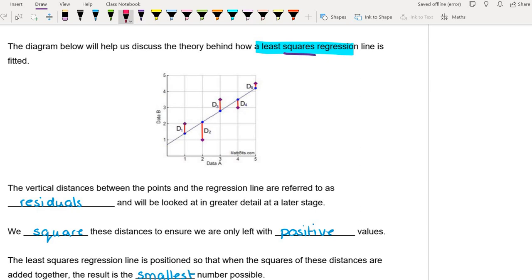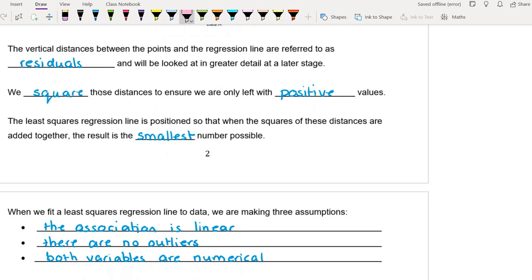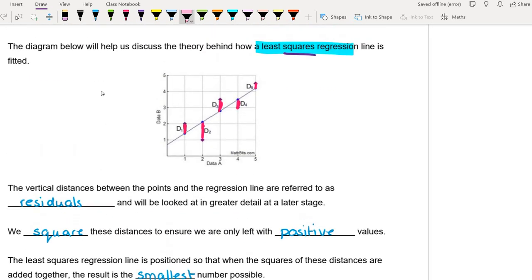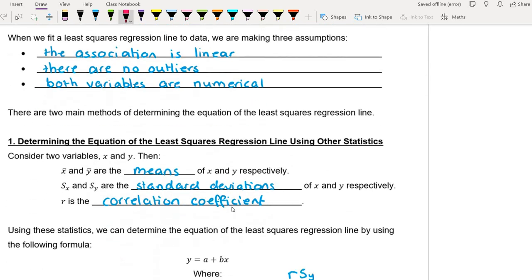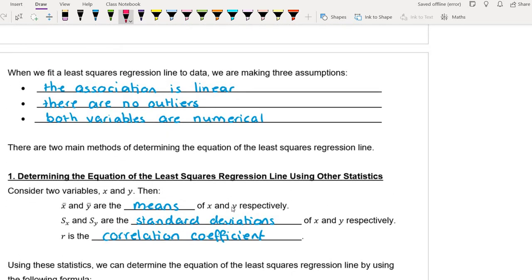All these distances between the actual line and the actual data points, we call them residuals. We're going to look at all of this in more detail in a later topic, but for now we're moving on. We just know at the moment that we fit a line that has the least amount of distance between the data and the line. Now, when we're fitting this line, we are making some assumptions.